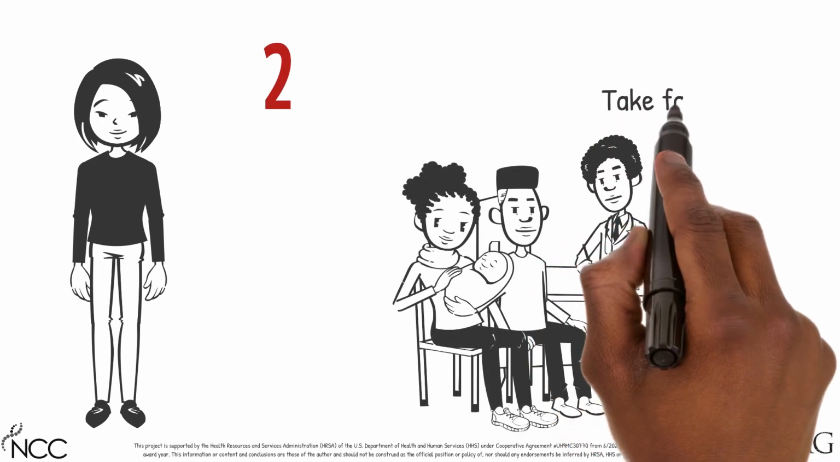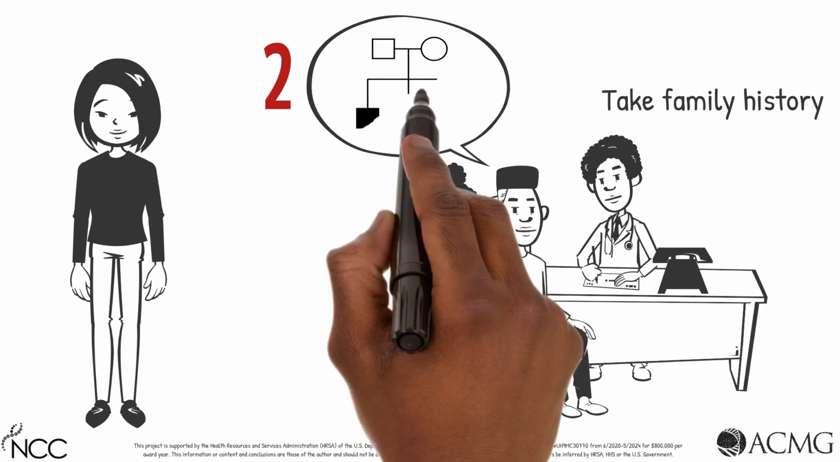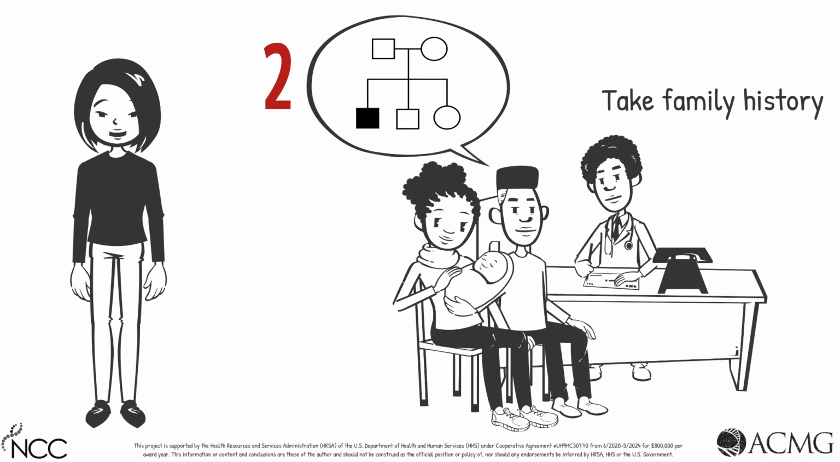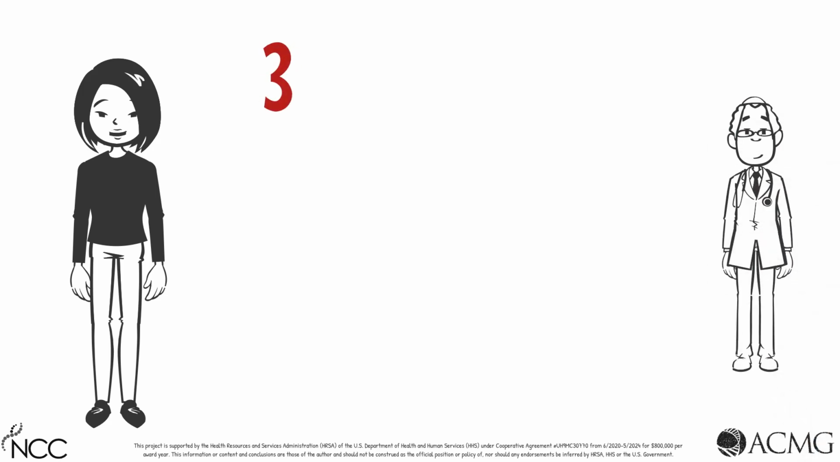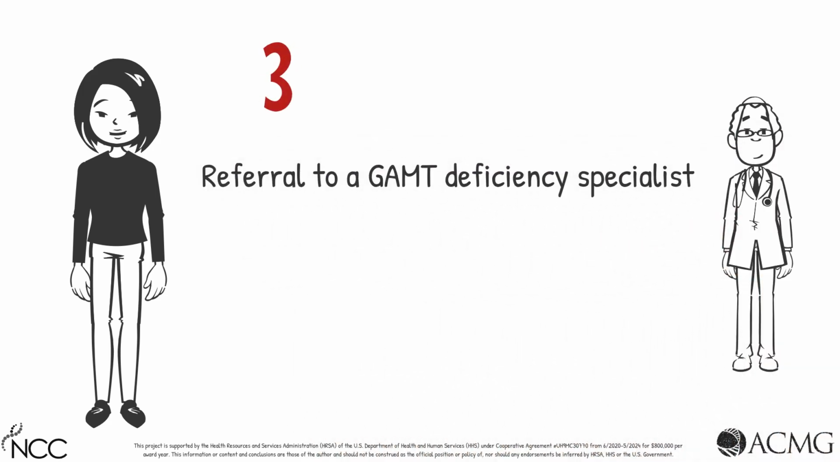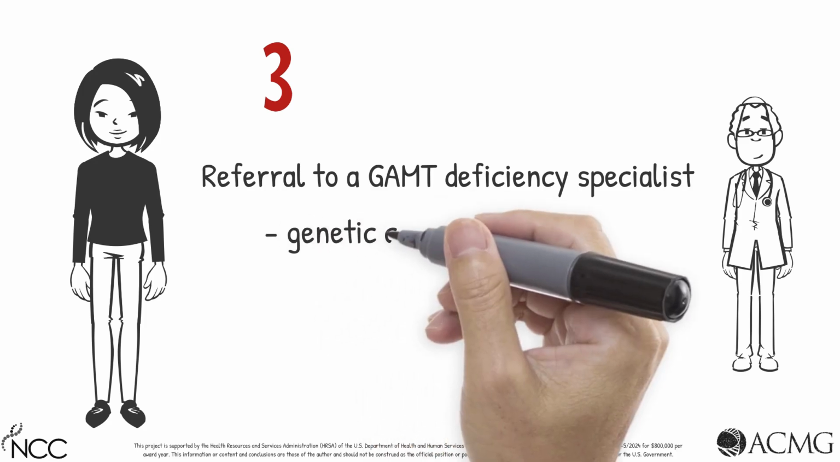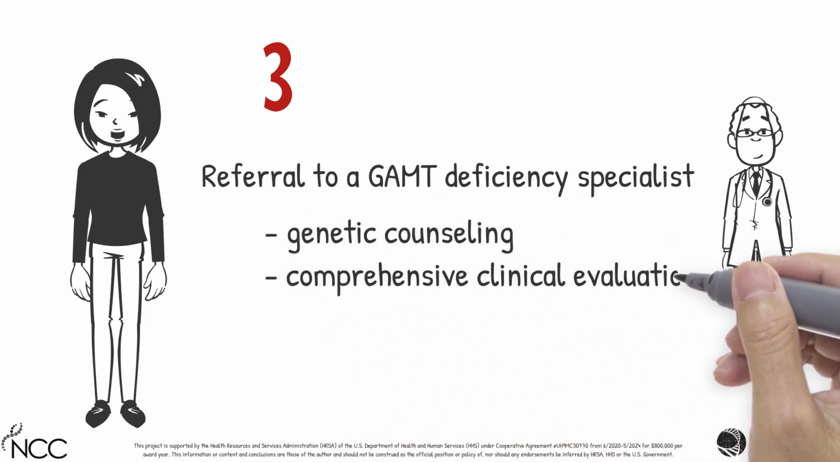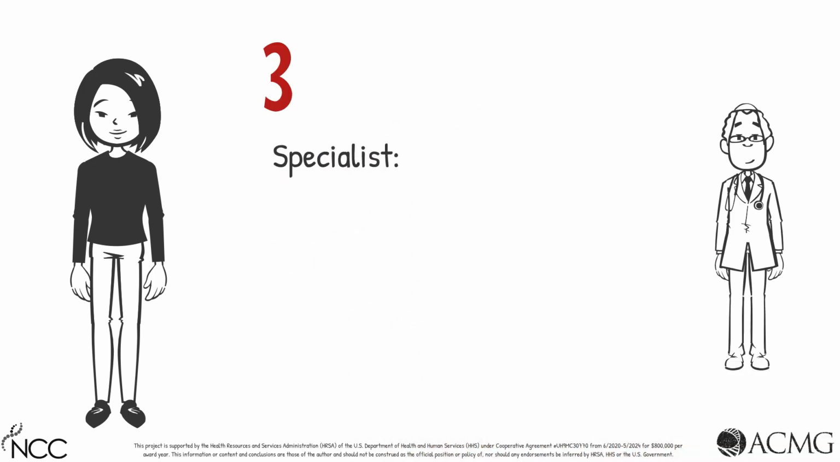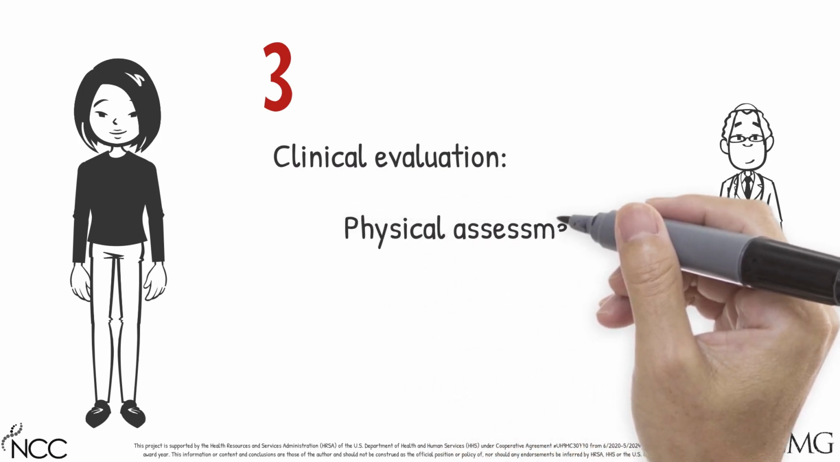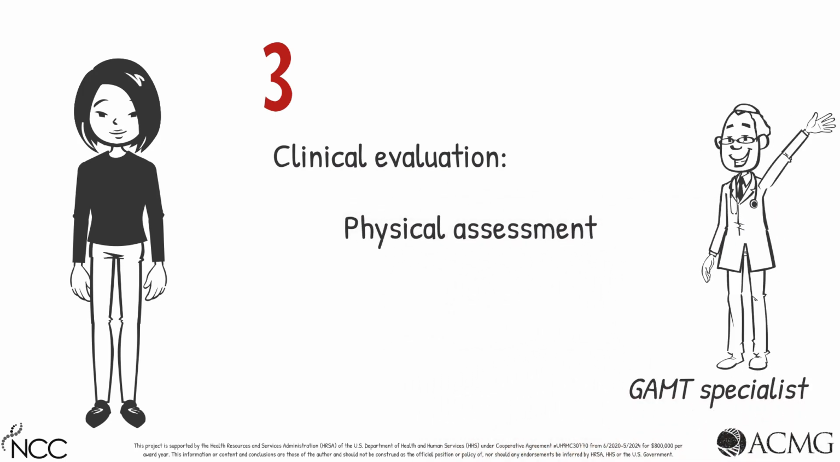Second, take a family history. Because GAMT deficiency is inherited in an autosomal recessive manner, it is common for there to be no known family history of GAMT deficiency. Third, arrange a referral to a GAMT deficiency specialist for genetic counseling, a comprehensive clinical evaluation, and discussion of treatment options. The specialist is typically a pediatric geneticist. The clinical evaluations should include a comprehensive physical assessment by the specialist.